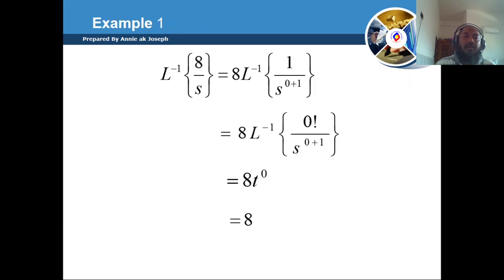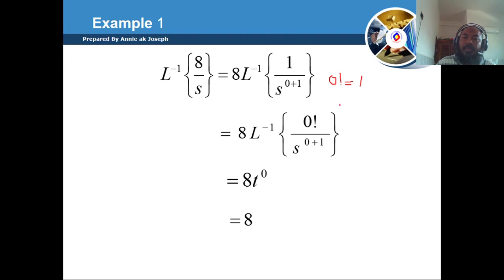Okay, and then this one. All right, let's see. Find the inverse Laplace of 8 divided by s. So we have 8 times the inverse Laplace of 1 divided by s to the power 0 plus 1. So it will be equal to like this. You can see here, maybe you can have a question like why 0 factorial is equal to 1. Okay, any question about this one?